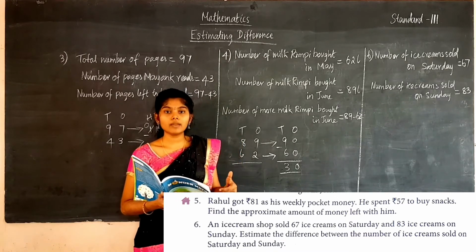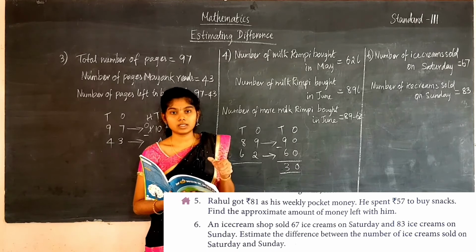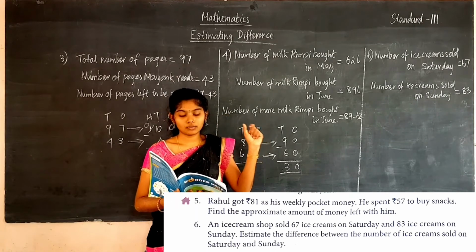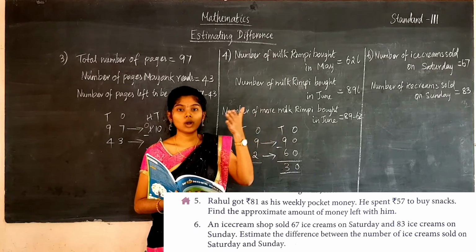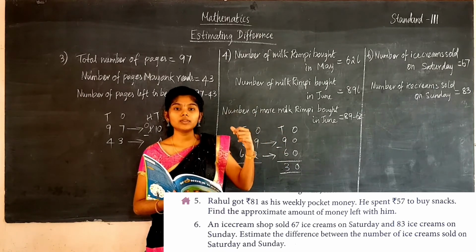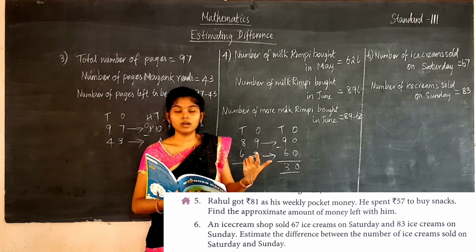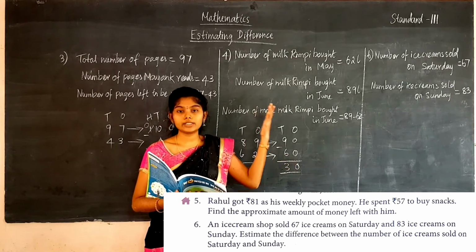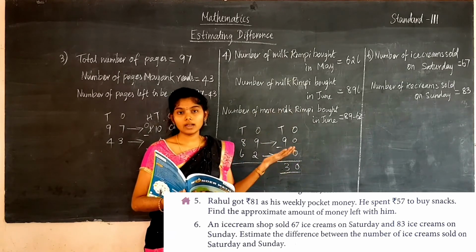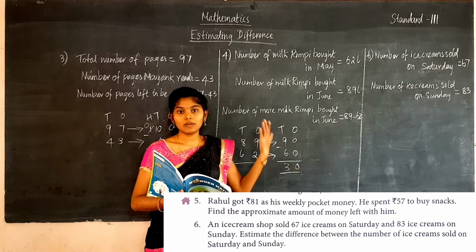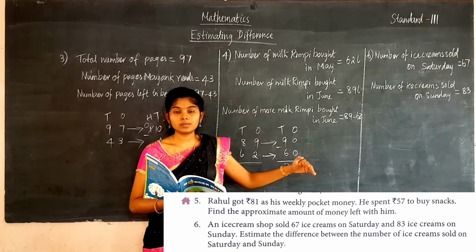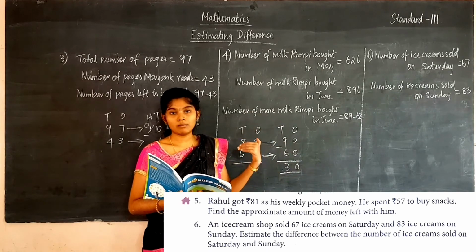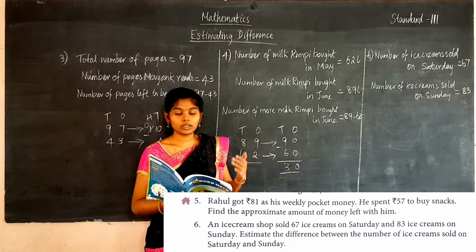So to approximate, we have to round off the number first. Give the places for each of the numbers, then give the values for those places, and then you have to round off the number. To round off the number, you have to look at the ones place number. If it is less than 5, you write 0 in the ones place and write the number in the tens place as it is. If it is 5 or more than 5, you write 0 in the ones place and add 1 to the tens place number. Then you can subtract those numbers, and you will get the answer.